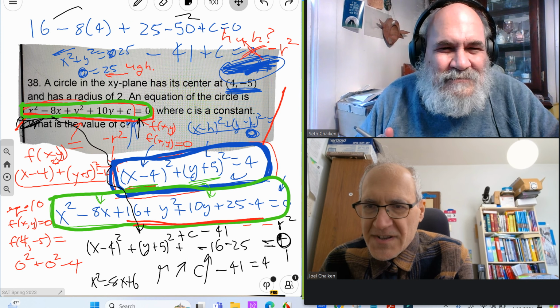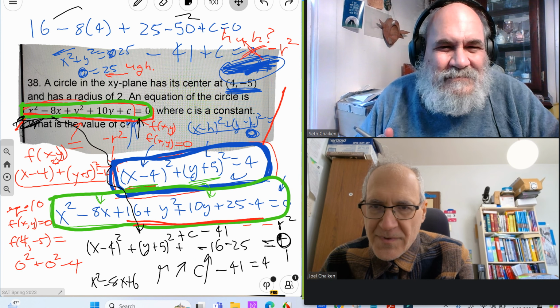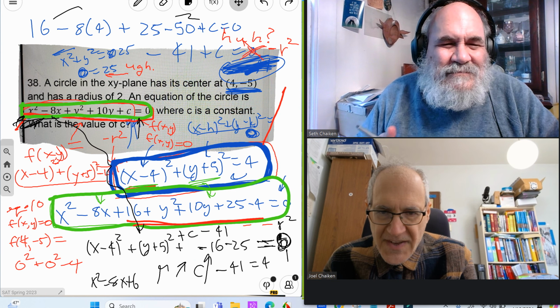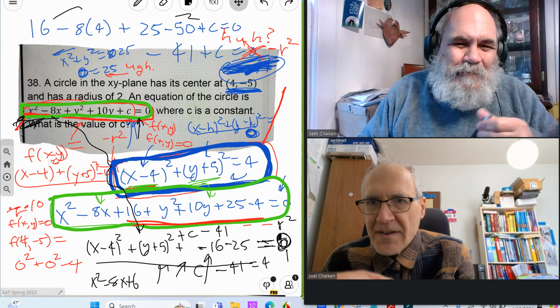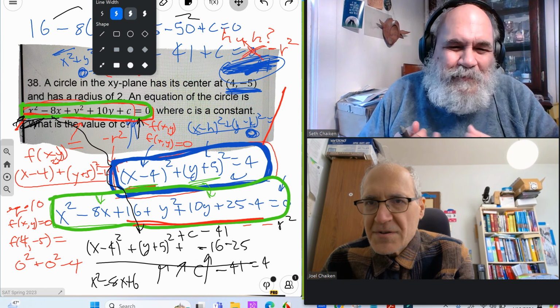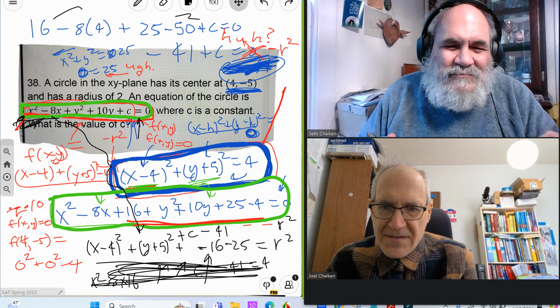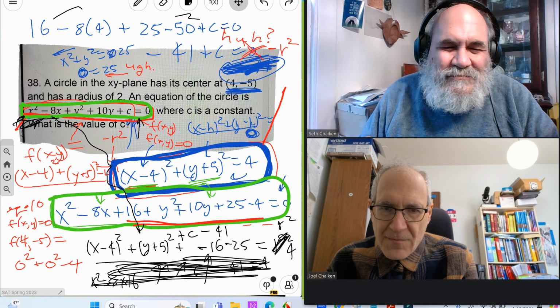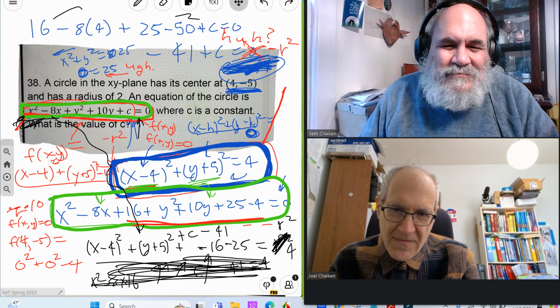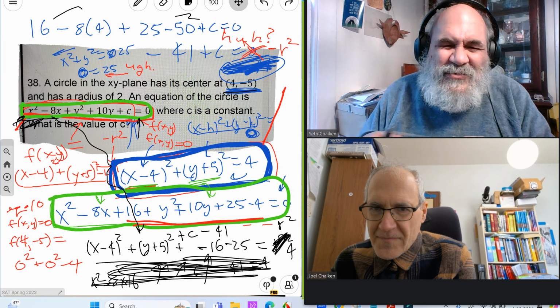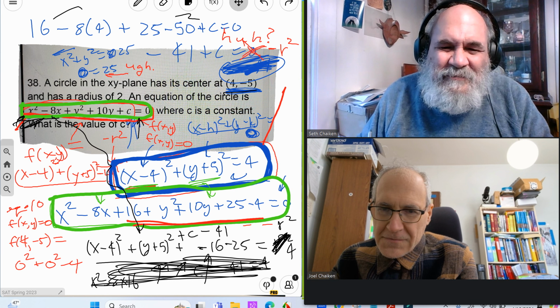We're just trying to convert this into the circle form. So it's this equals this. This thing has to equal r squared. That's it, right? So we know r squared is 4. So this has to equal 4. Because that's what they said. They said that the equation, you complete the square. What's it? -16 and -25.